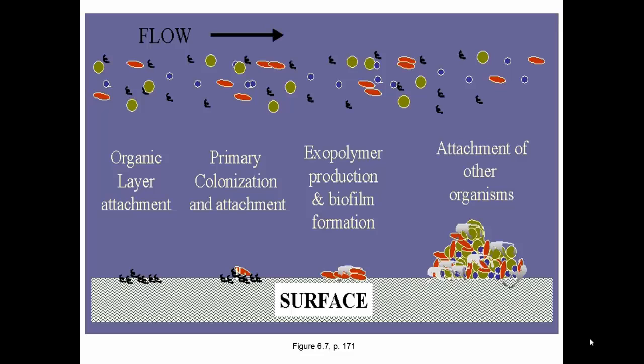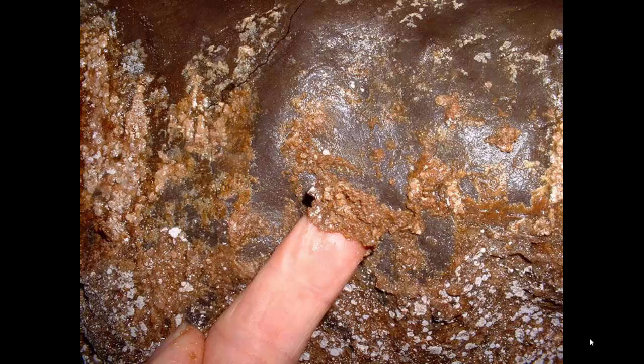So here's an example. We have some sort of organic layer attachment onto a surface. Let's say your tooth. This allows primary colonization of bacteria and attachment. This bacteria then can grow and produce more of the matrix, and that produces more attractants for other organisms. This is the way tooth plaque actually builds up. Here's an example of rock snot.